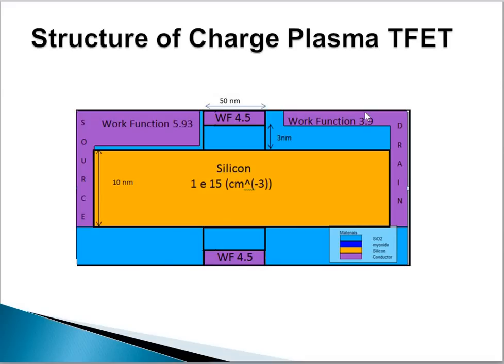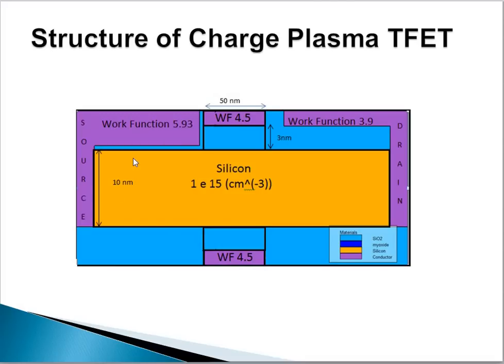But in the case of the charged plasma TFET, we are using intrinsic doping, so we require a work function of 3.9 electron volt for inducing the n-type charge carrier at the drain side. The other parameters are the same: the gate work function is 4.5 electron volt and the source electrode work function is 5.93 electron volt.